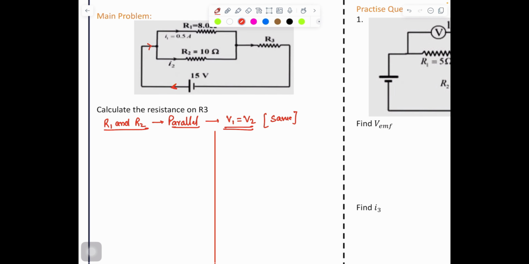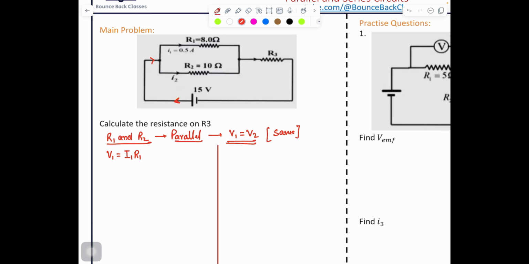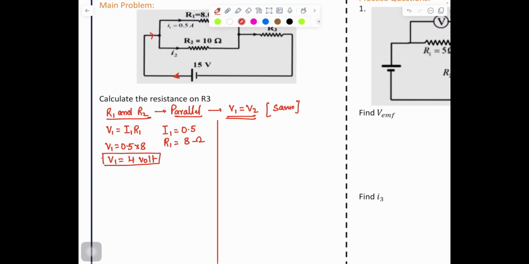So what should be V1? It should be I1 R1. As per the numerical, I1 is given as 0.5, and R1 is given as 8 ohm. So V1 is equal to 0.5 times 8, so V1 is equal to 4 volt. Do you understand the first part? I told you V1 is equal to V2. This is your part 1.